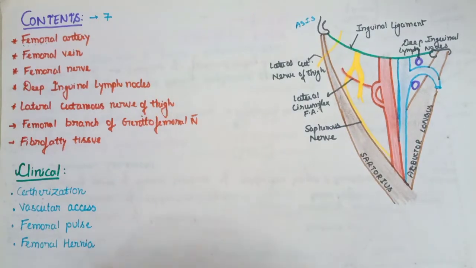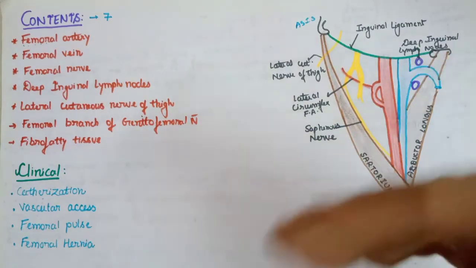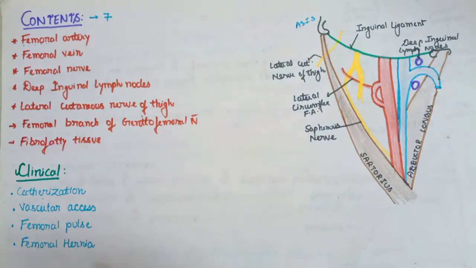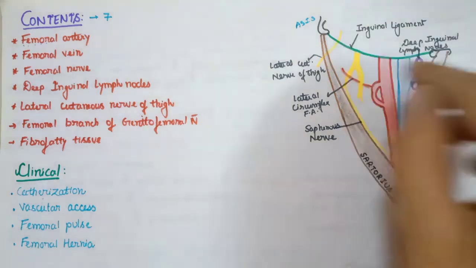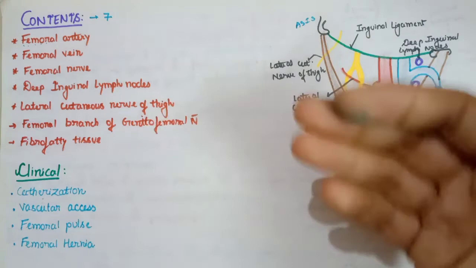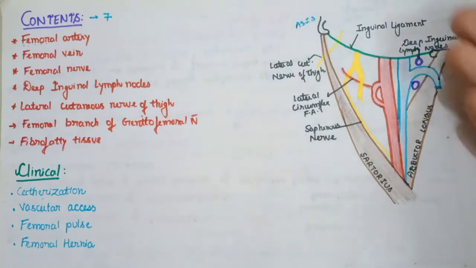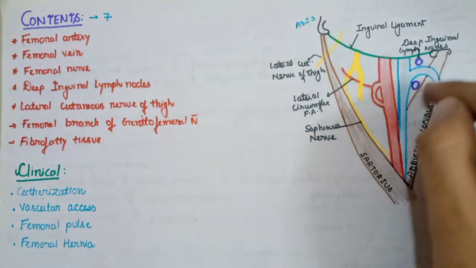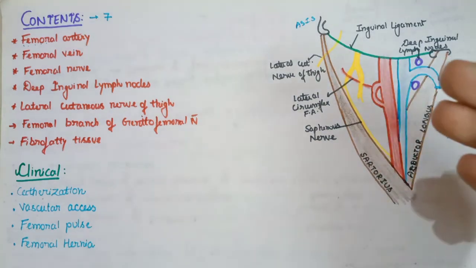Okay, one more important point here, we have the femoral hernia. Femoral hernia is usually common in this region because at the back we have some weak structures which make this region prone to the femoral hernia. You must remember one more point. The upper part of the femoral vessels is covered by the fascial sheath, called the femoral sheath, that we study in the next video.